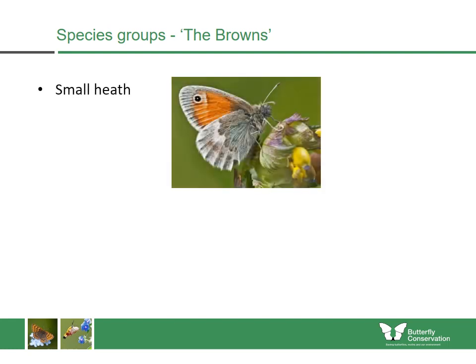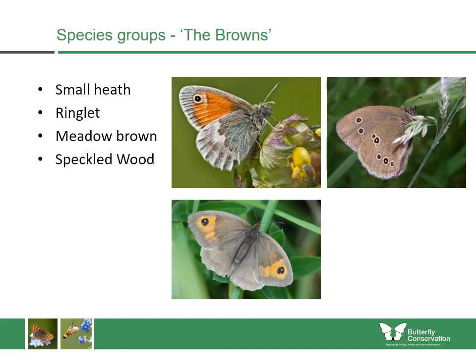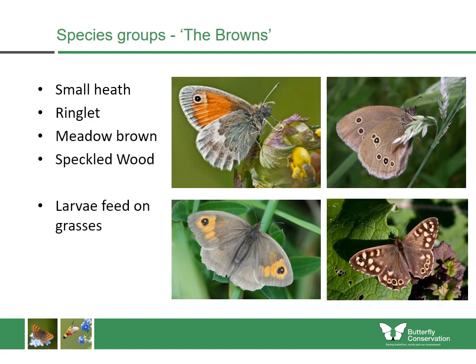The next species group is the browns, and this includes the small heath, the ringlet, and the meadow brown, and the speckled wood. The larvae of these butterflies all feed upon grasses. These are just 4 of the brown butterfly species in Scotland. There are some other species which are much less common than these ones.